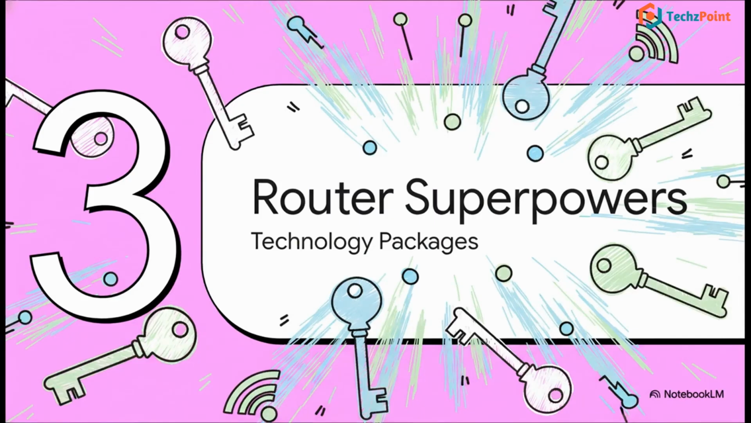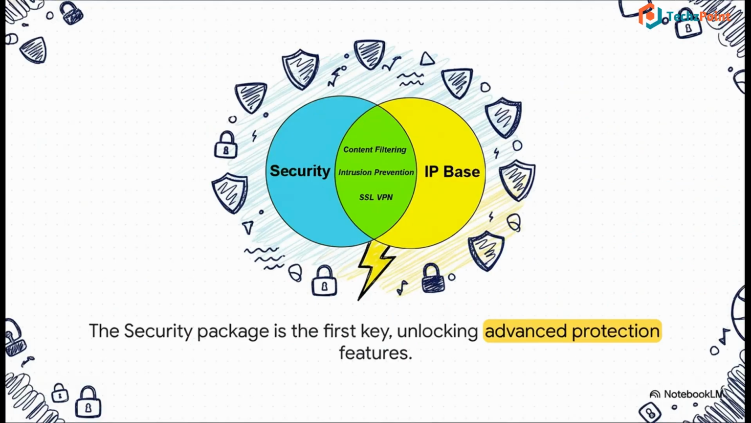All right, so if the software is this fully loaded car, what exactly can it do? Let's take a look at these different keys, or as Cisco calls them, technology packages, that unlock all the router's various superpowers. First up is the security package. As this diagram shows, it's a layer that sits right on top of the standard IP-based features. So when you activate this license, you're essentially turning a standard router into a really powerful security appliance.